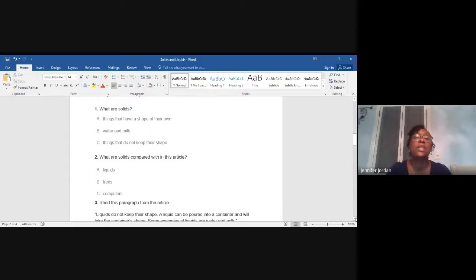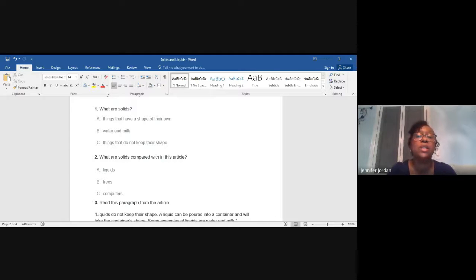Okay, what are solids? A, things that have a shape of their own. B, water and milk. Or C, things that do not keep their shape. Well, if we referred back to our informational text, we know our answer is A. I hope you used your pencil and you marked your answer. Good job, guys. Let's move on to number 2.